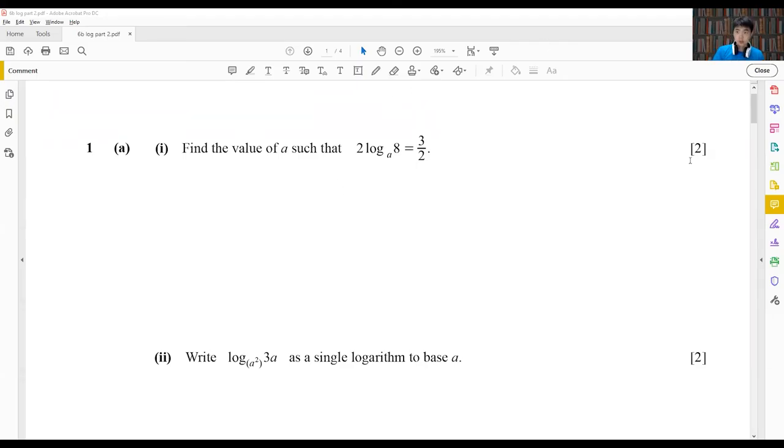Hello, ladies and gentlemen. This will be the second part for logarithm, as a lot of students usually struggle with this chapter here. So I'm going to make another video just to show you more examples of logarithm questions.